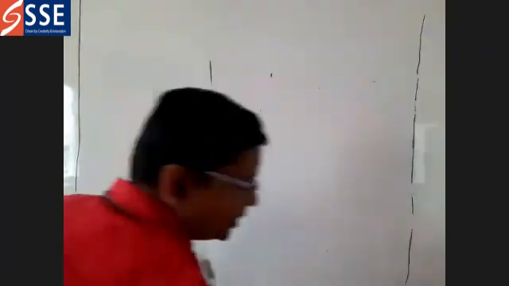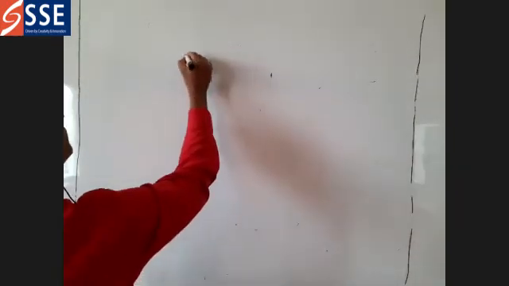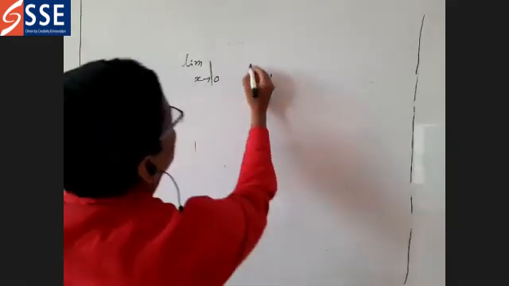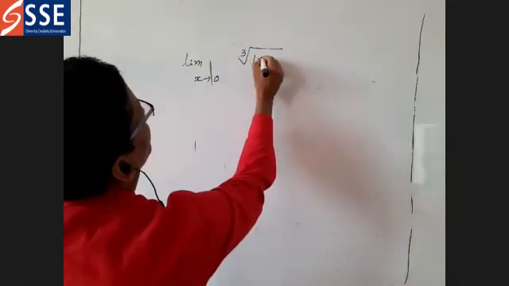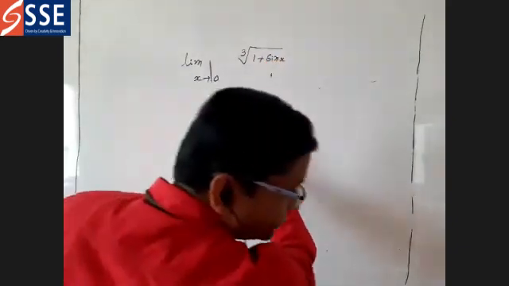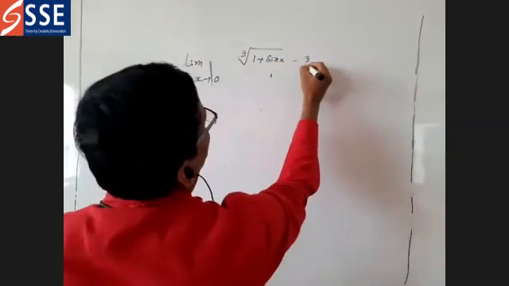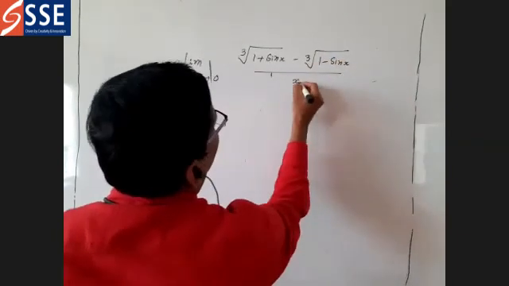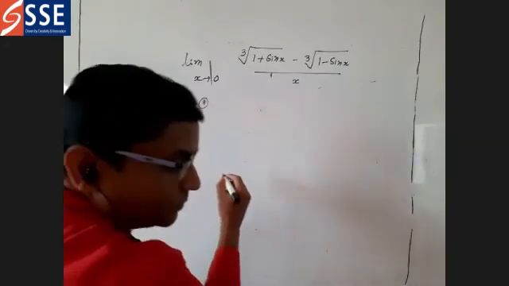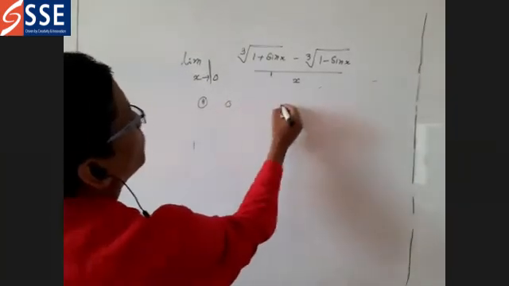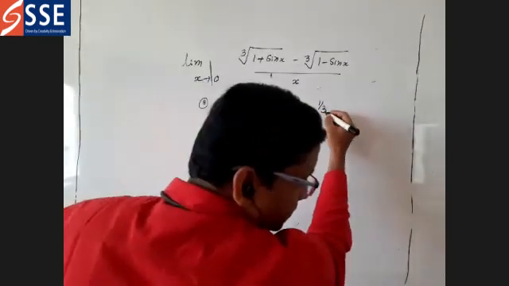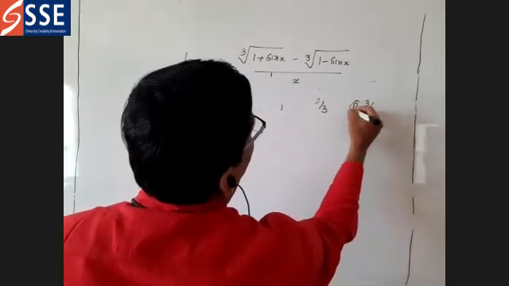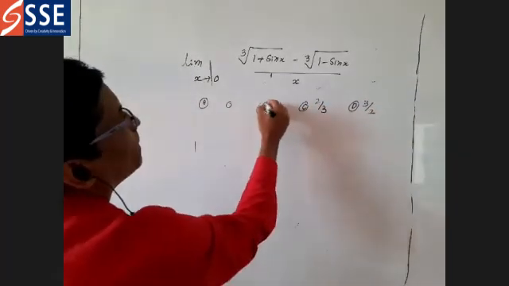This question is also repeated. Limit x tends to 0, cube root of 1 plus sin x minus cube root of 1 minus sin x, divided by x. The options are 0, 1, 1 by 3, sorry, 2 by 3, 3 by 2. What is the answer for this?